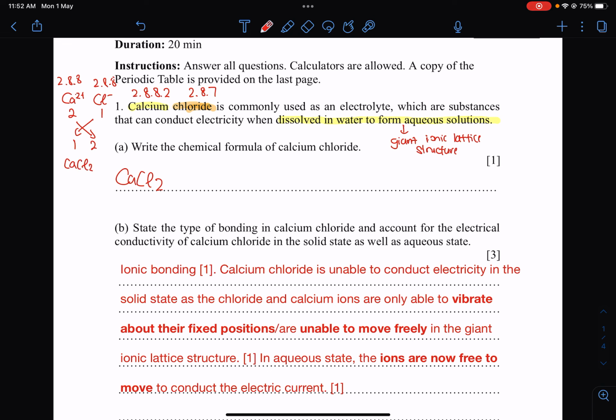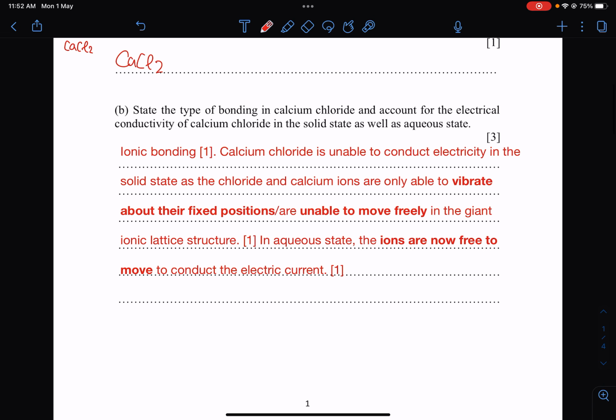Remember the objective is always to balance out the charges. So in this case, you're trying to balance out the positive 2 charge from calcium and the negative 1 charge from chlorine. The LCM is actually 2, so you make both of them become 2. You will need 1 Ca2+ and 2 Cl- ions. Okay, same thing for this next question.